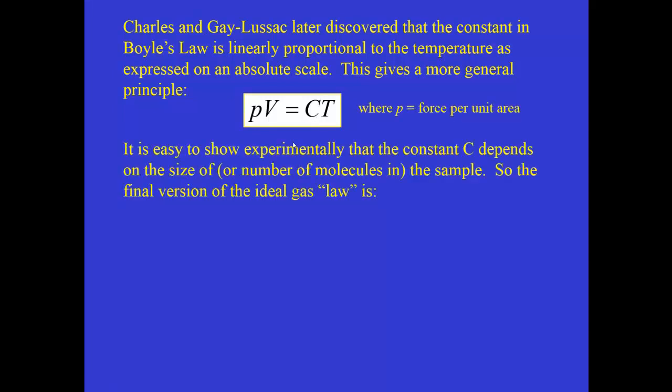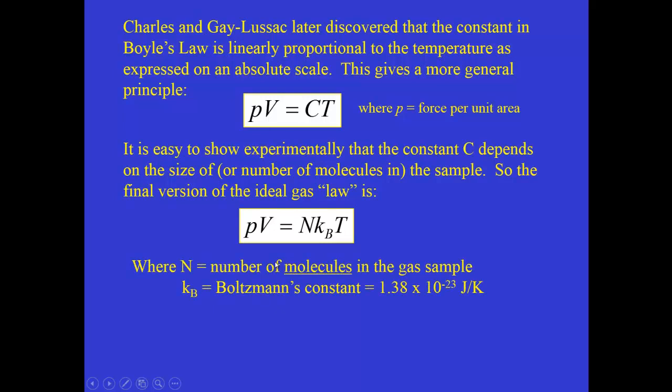And it's easy to show that this constant depends on the size of the sample. And one way of quantifying the size of the sample is expressing it in terms of the number of molecules in the sample. And so with all of these experimental insights put together, the version of the ideal gas law, looking at it on the basis of the number of molecules in the sample, goes like this. The pressure times the volume is equal to the number of molecules times a constant that we now refer to as Boltzmann's constant multiplied by the absolute temperature in Kelvin.